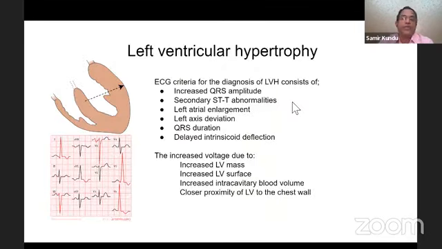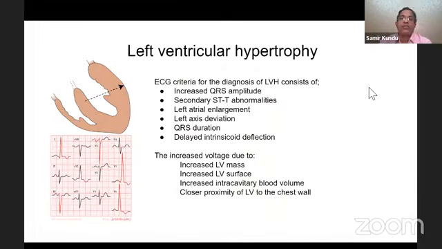Left ventricular hypertrophy. The ECG criteria for the diagnosis of left ventricular hypertrophy consist of increased QRS amplitude, secondary ST-T abnormalities, left atrial enlargement, left axis deviation, QRS duration more than 90 milliseconds, and delayed intrinsicoid deflection. The increased voltage is due to increased LV mass, increased LV surface, increased intracavitary blood volume, and closer proximity of the LV to the chest wall. These are the causes of the voltage increase in left ventricular hypertrophy.